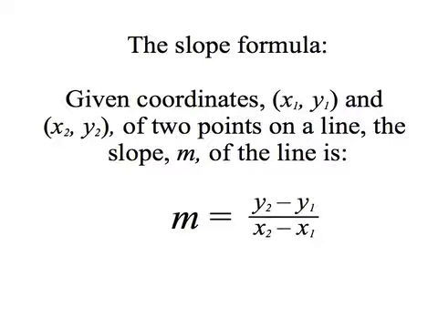To summarize then, the slope formula, given the coordinates x sub 1 and y sub 1 and another pair x sub 2 and y sub 2 that are 2 points on a line, the slope m of the line is that m is equal to y sub 2 take away y sub 1, all of that divided by x sub 2 take away x sub 1.